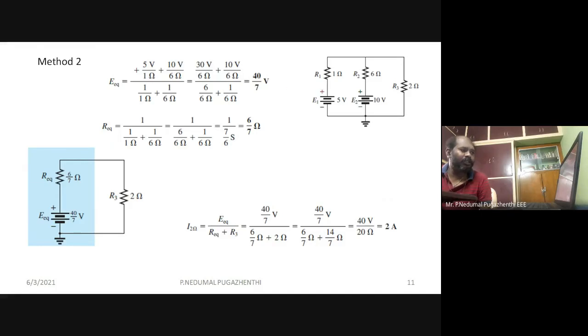You can see that this has been taken by the formula. What is that? E1 by R1 plus E2 by R2 divided by 1 by R1 plus 1 by R2. And I am getting E equivalent is equal to 40 by 7. Then R equivalent is equal to 1 divided by 1 by R1 plus 1 by R2. And I am getting 6 by 7 as the resistance value. So I am getting the 2 amperes current. So method 2 is also proved. I have used the same direct formulas to calculate the unknown parameter, the current passing through this 2 ohms resistance.